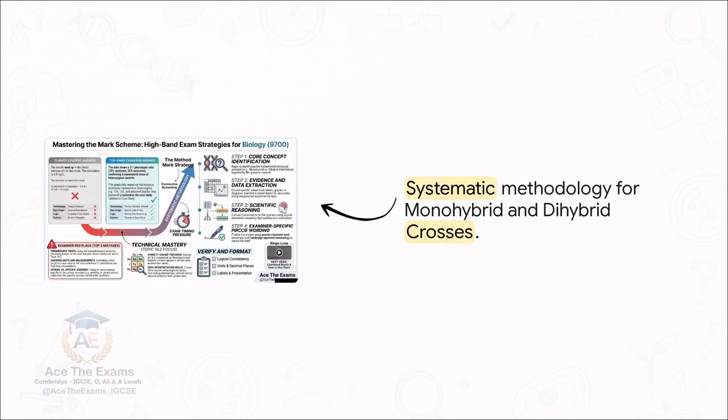We can also apply this exact same logical sequence to genetics. Notice how this framework takes really complex monohybrid and dihybrid Punnett square crosses and turns them into a simple, step-by-step deduction. Identify the core concept, extract your data, apply connective reasoning, and finish strong with syllabus-defined terminology. It takes all the panic right out of genetics questions.